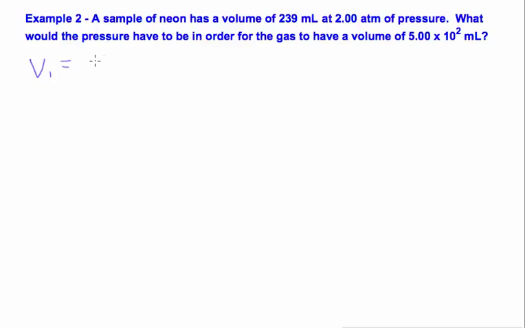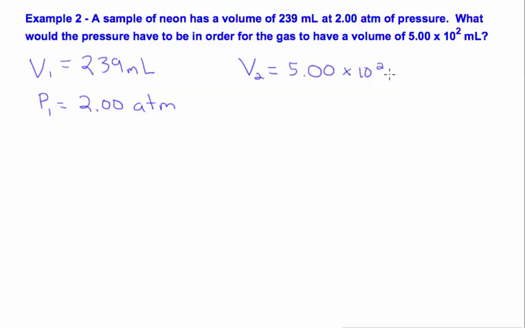Say V1 is 239 milliliters, and at this volume, the pressure is 2.00 atmospheres. The second volume is 5.00 times 10 to the second milliliters, and we're asked to solve for the second pressure. You can put this number into your calculator like this, or you can realize that this is just 500 milliliters. It's written in scientific notation so that you have 3 significant figures.